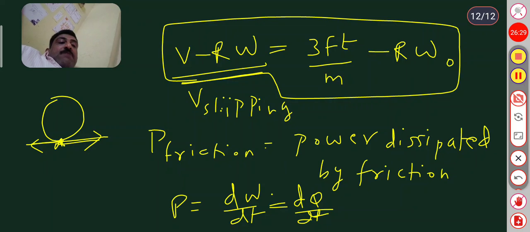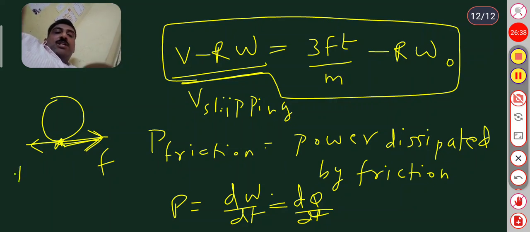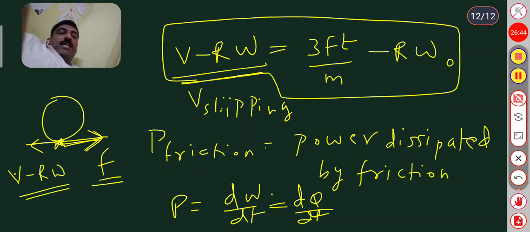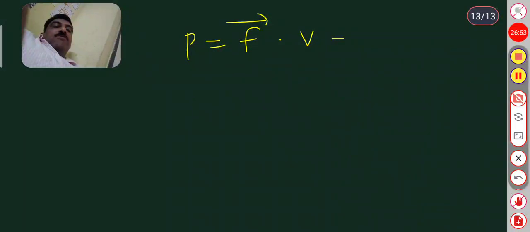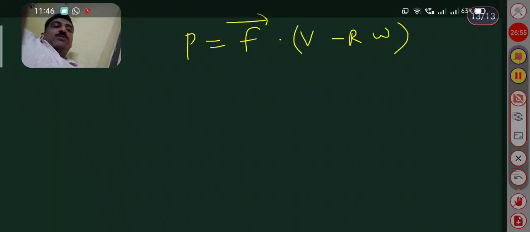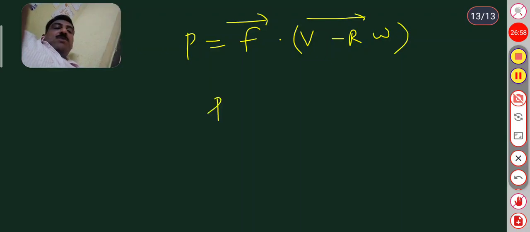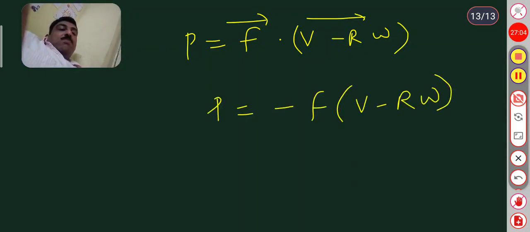So power is given as follows. Here you can see that the frictional force F and the velocity V minus R omega are in opposite directions. So the power dissipated will be equal to F dot (V minus R omega) vector, that means power is equal to minus F into (V minus R omega). This is the power dissipated, which is equal to dQ by dt, the heat generated.